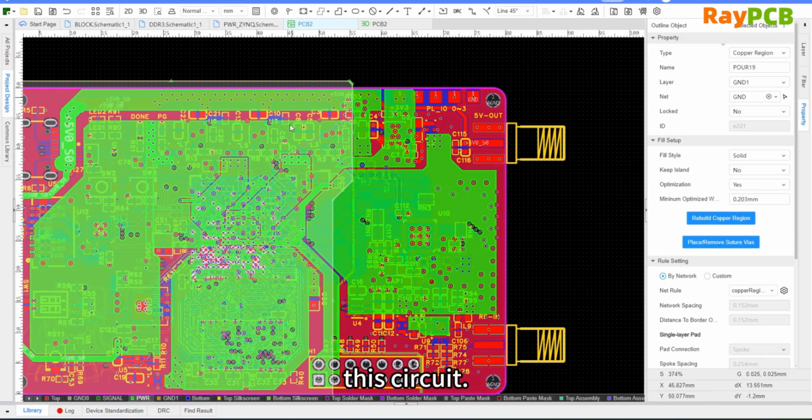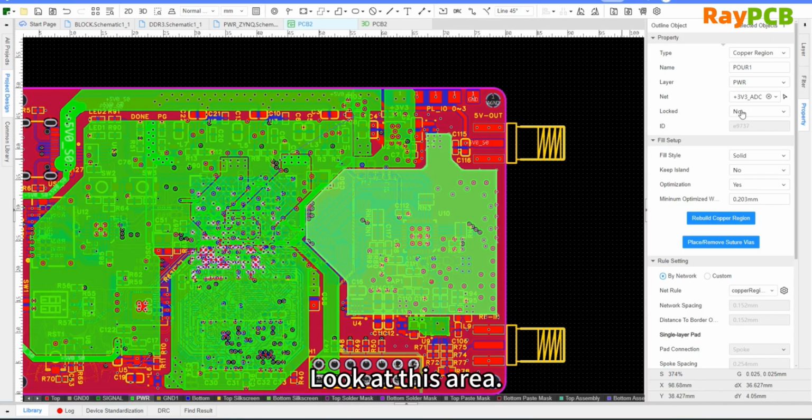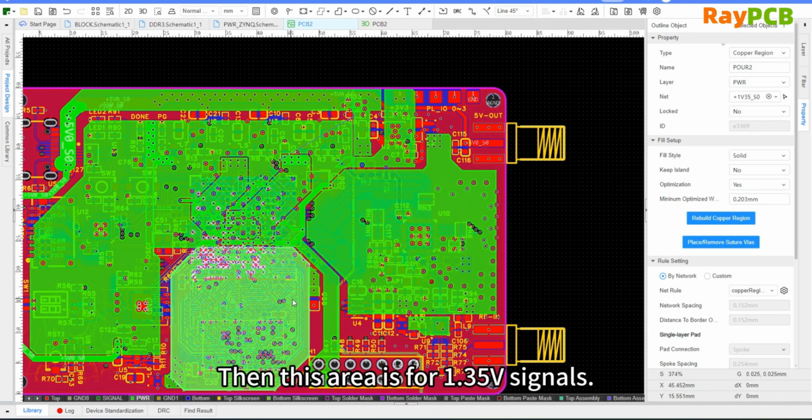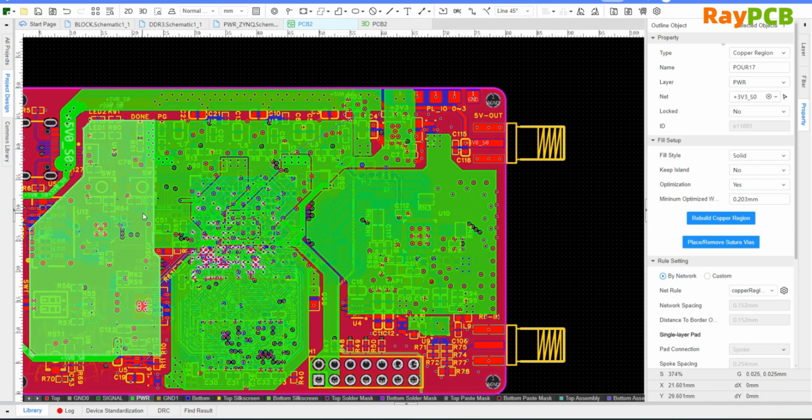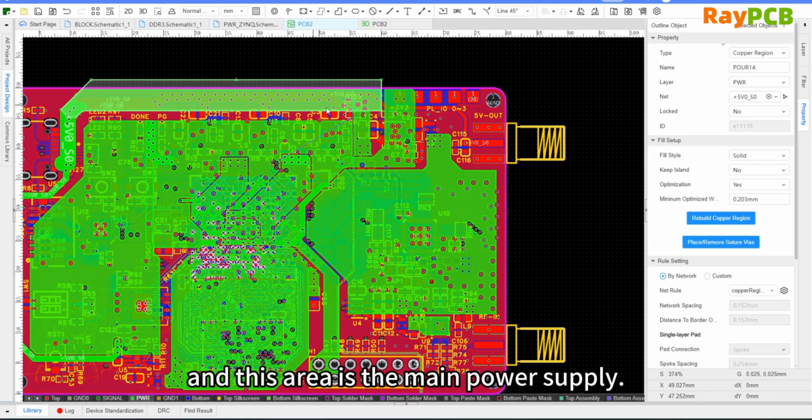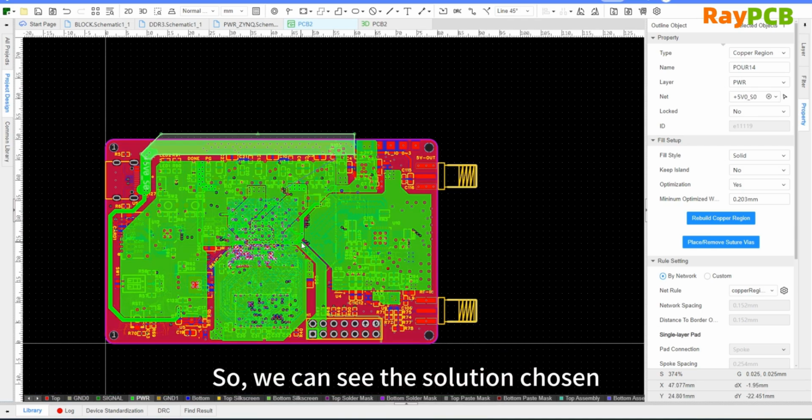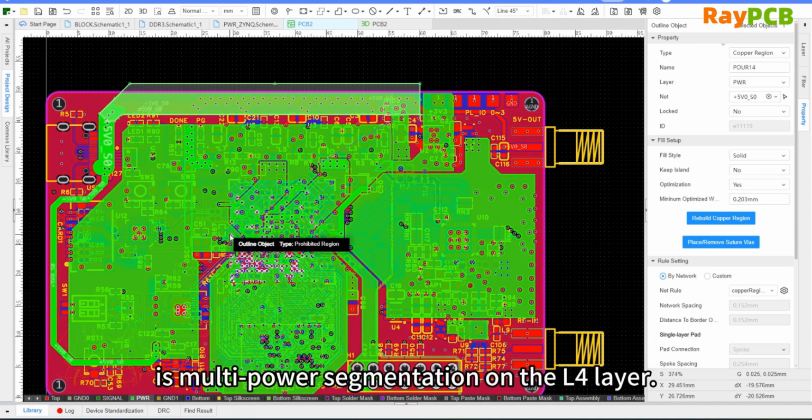We can also take a look at our circuit here. Right now, I have selected the L4 layer, and you can see it has different regions. Let's take a quick look. For example, this region here is the analog 3.3 volts, and then this region is for the 1.35 volt signal. This region is for the digital 3.3 volts. This is 7V33, and then this region is the main control line. So we can see that the chosen solution is to have multiple power supplies on the L4 layer.